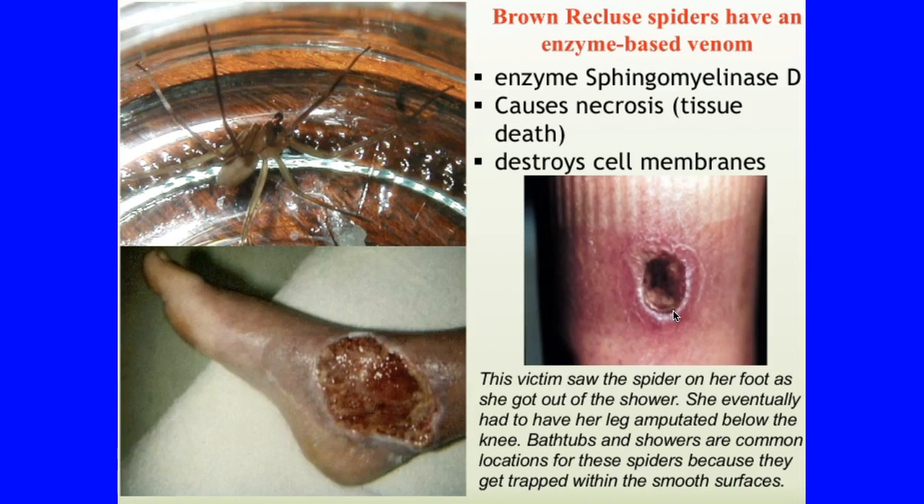It's been allowing those reactions to occur a lot quicker than they would have normally, because remember, it's an enzyme that this spider has in its venom. So it's able to break down our cell membranes very, very rapidly. So this has been a couple of days. And this right here is unfortunately a woman who saw the spider on her foot as she got out of the shower. So obviously the spider was coming from the drain itself. And eventually she had to have her leg amputated below the knee due to the necrosis that was occurring.